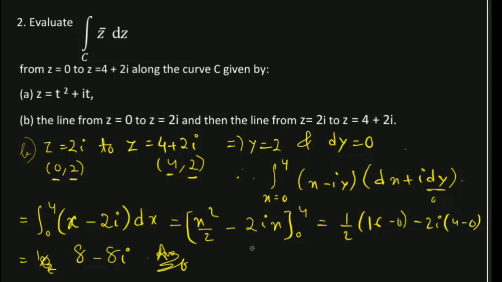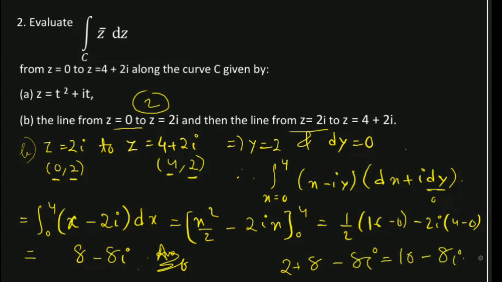So the final answer of part B is the sum of the first part and the second part. The answer of the first part is 2 and the answer of the second part is 8 - 8i. So the final answer is 2 + 8 - 8i, which is equal to 10 - 8i. So this is the final answer of part B.